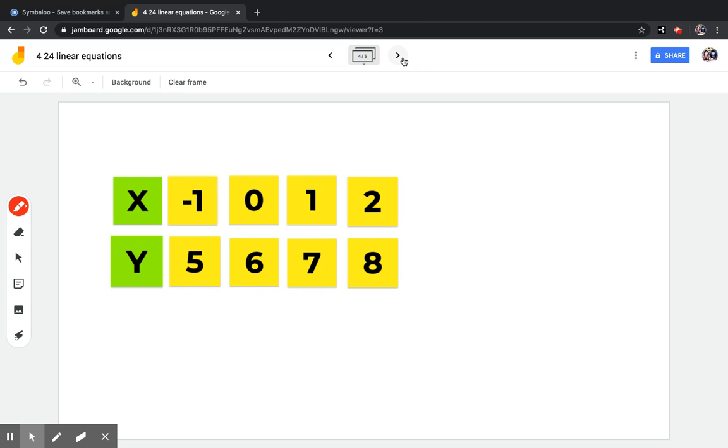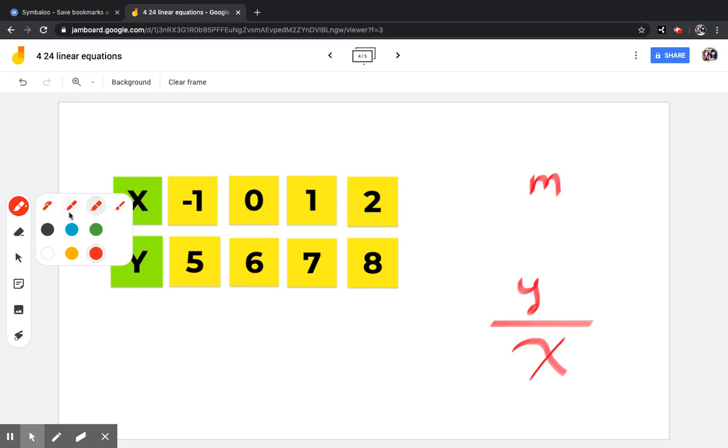So here's my xy table. First thing I need to do is find my m. And my m is basically my y divided by or over my x. My output over my input. So not just my output over my input though. I'm talking about the change of my output over the change of my input. So let's look at this. I have 5 to 6. So I know from there it's plus 1. From 6 to 7, that's also plus 1. 7 to 8 is plus 1, and that's not a 4, that's a 1.